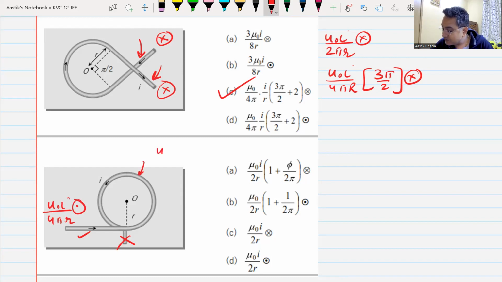Because of this wire, it is mu naught I by 4 r, and the direction is also outside. So which? Not 4 r by 2 r. 4 pi r multiplied by 2 pi. So which option matches? I think option B matches, and option B happens to be the answer.